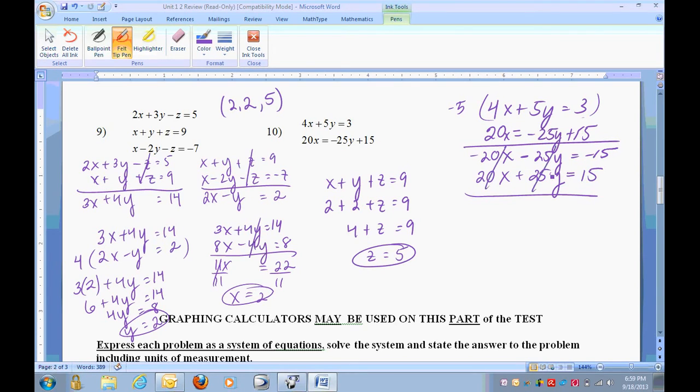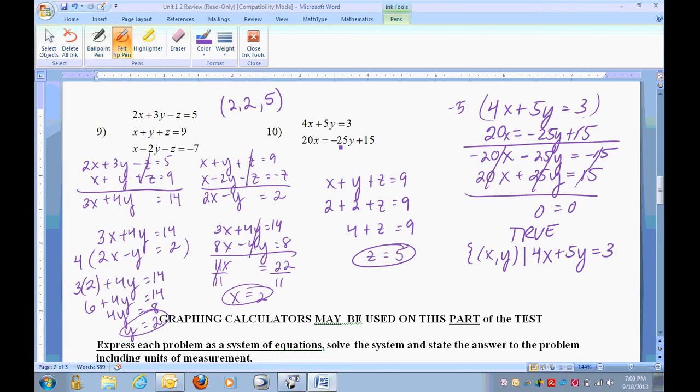So what happens is you get zero pairs, so 0 equals 0, which is a true statement. When you get down to that, it means that any ordered pair (x, y) will be a solution to this equation as long as it falls on one of these lines. So the solution is the set of (x, y) such that 4x plus 5y equals 3.